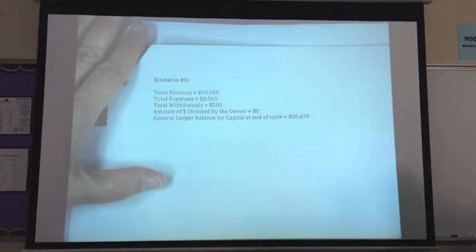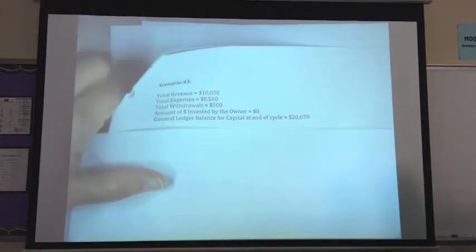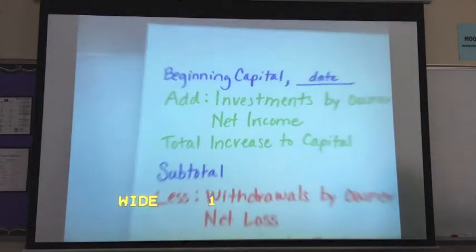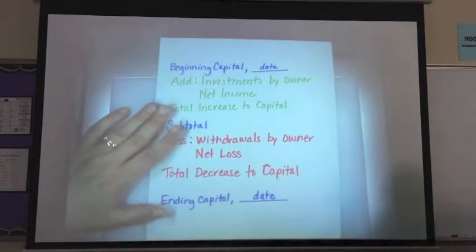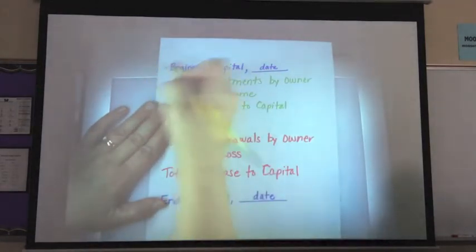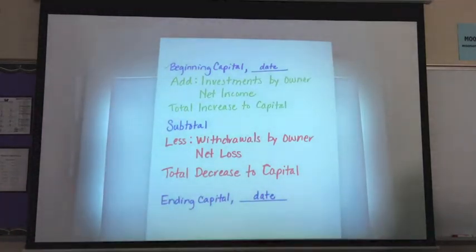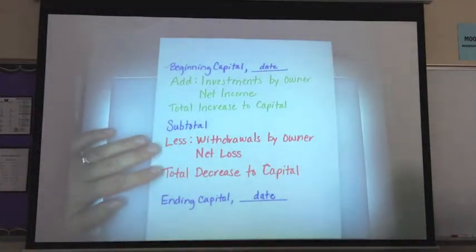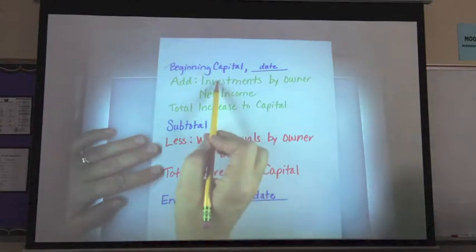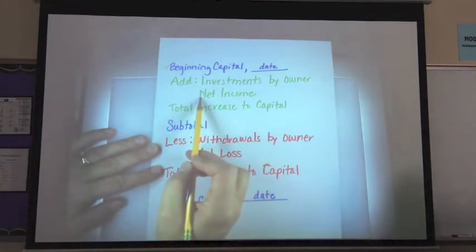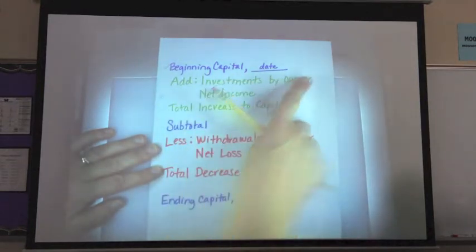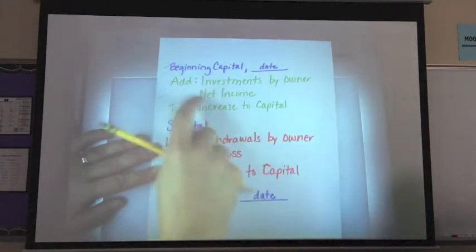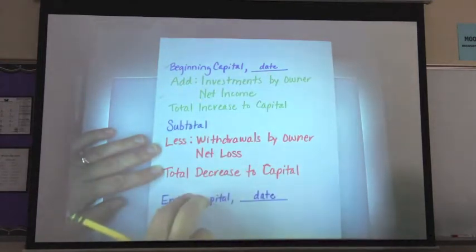Okay, if you need more time to process, just momentarily stop the video and then return. Do we need beginning capital? Yes. Was there an investment by the owner? No. Did we have a net income? Yes. And like the other one, since we don't have investment by owner, you would have the word add: and then put net income right up there.